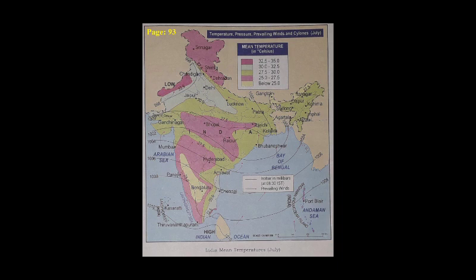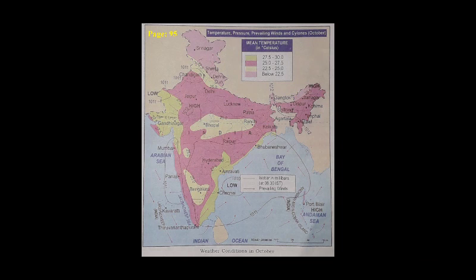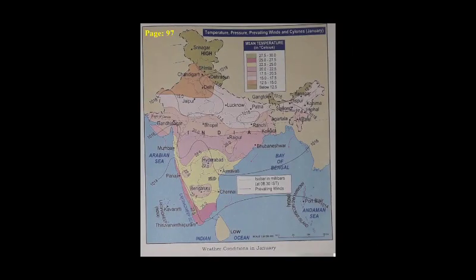So July means that is the southwest monsoon season. So this season is the season of general rainfall. That means that's the cooling effect. So overall temperature is comparatively moderate. Now this one is October, right? Temperature is still moderate, and this shows temperature of the month of January.